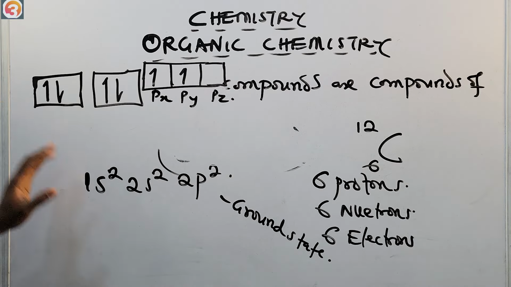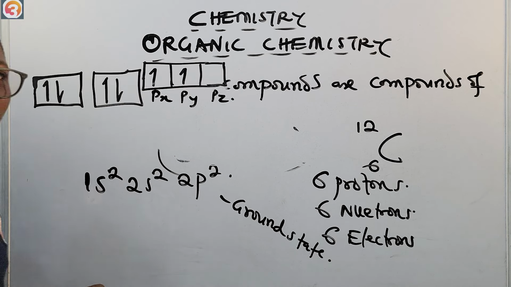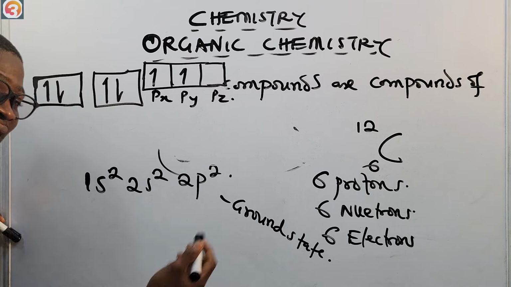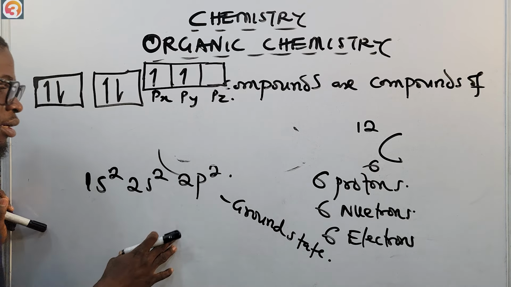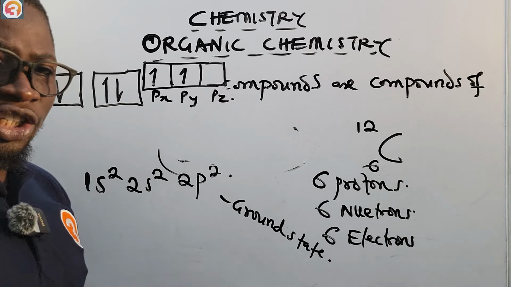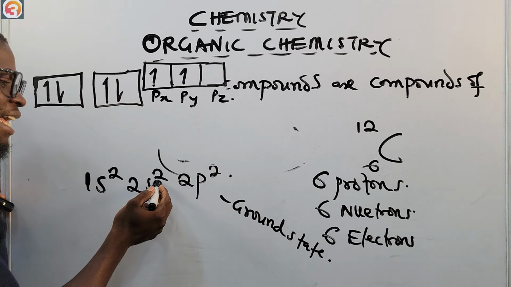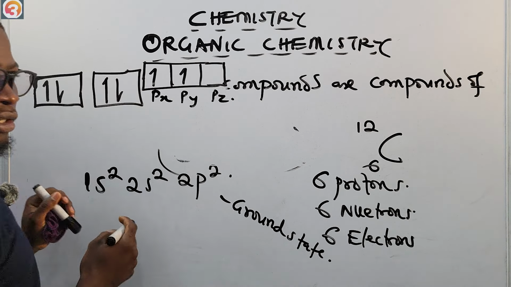Okay, now this is the ground state electronic configuration of carbon. But the excited state electronic configuration of carbon: carbon absorbs energy, and one of the electrons in the s orbital is promoted.